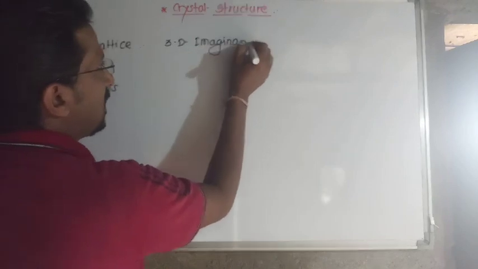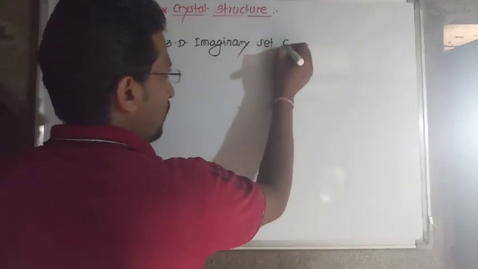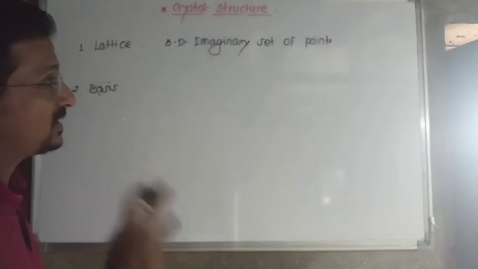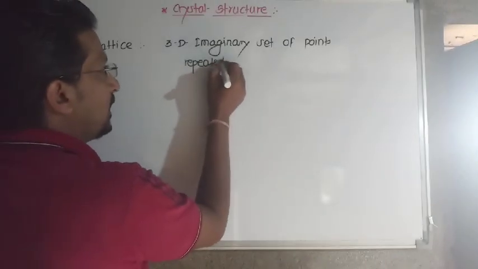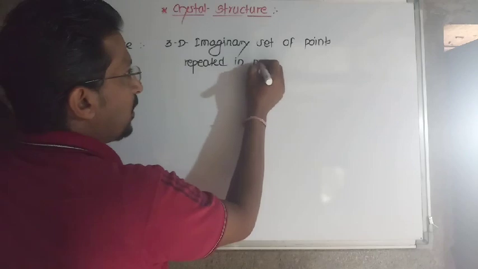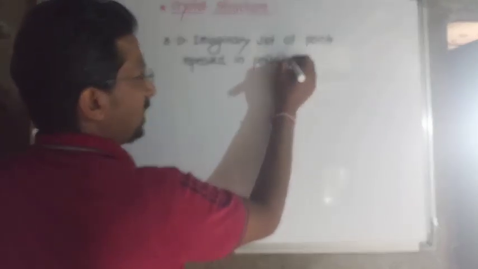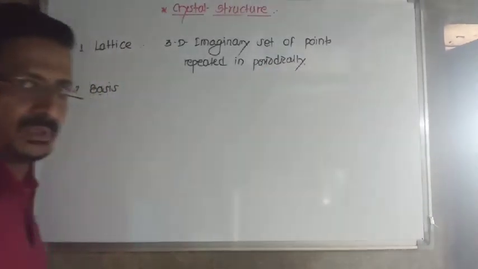So what does lattice mean? A lattice is a three-dimensional imaginary set of points which are repeated in a periodic pattern, or repeated periodically. They are called a lattice.